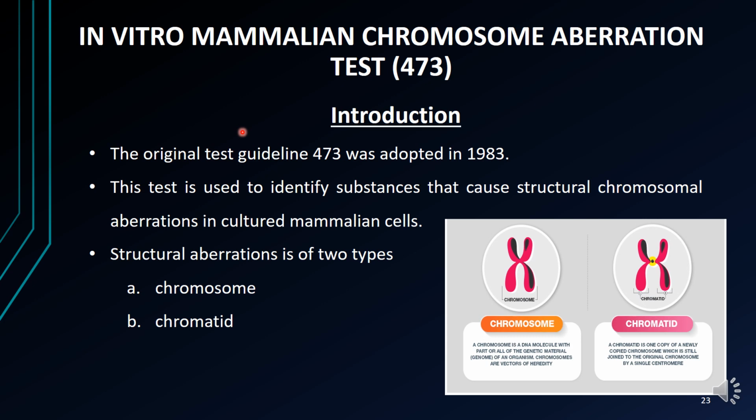Here the chromosome is a DNA molecule with a part or all of the genetic material of an organism. Chromosomes are the vectors of heredity. But a chromatid is one copy of a newly copied chromosome which is still joined to the original chromosome by a single centromere.